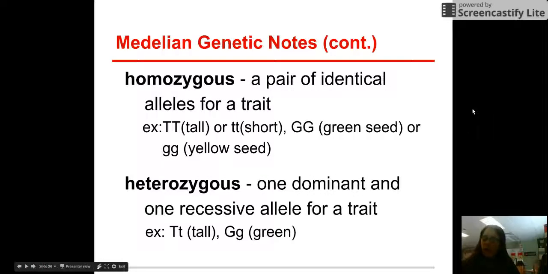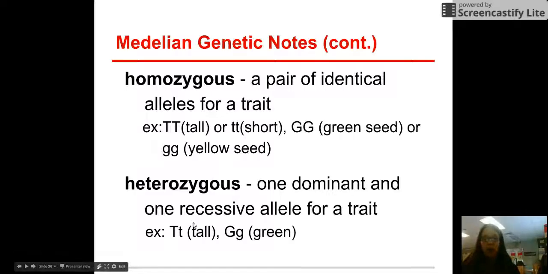Now, when we create a genotype, we have 2 different terms to describe those genotypes. We have homozygous and heterozygous, okay? Remember, the prefix homo means same. That means the alleles are identical. You either have homozygous dominant or you have homozygous recessive, okay? Looking at tall and short, I talk about this one a lot because Mendel's pea plants inherited tall and short genes. The tall gene is dominant and the short gene is recessive. Now, if you inherit one of both, that's heterozygous.